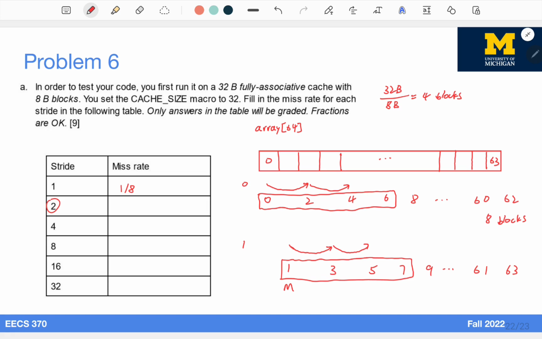So in the first iteration, for every block, we will have a cache miss on the first access to one block, followed by 3 cache hits. And the same thing will happen also in the second iteration. That is, in every block, we have a first cache miss that comes with 3 cache hits. Therefore, when stride equals 2, the miss rate should be 1/4.